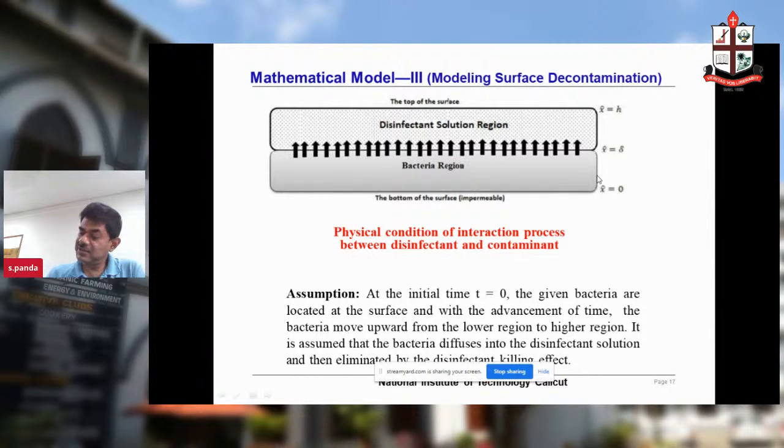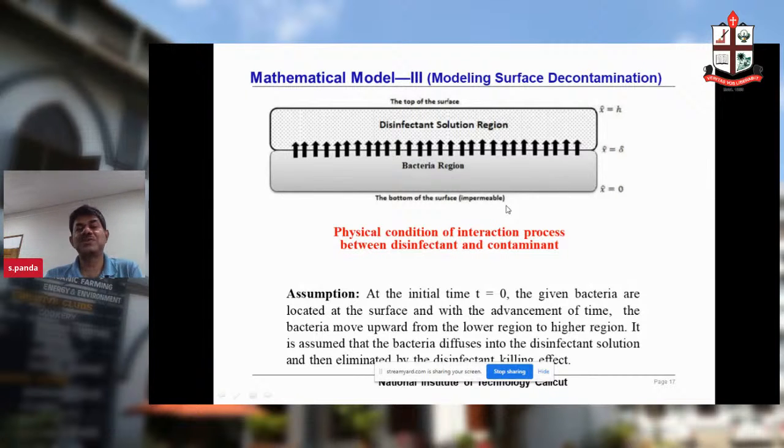Then what is the length of the total domain where you are computing your bacteria? Let's say H is my total length, and then bacteria is free. One condition I have taken is that the bottom is impermeable, meaning the bacteria should not go away from the free surface.